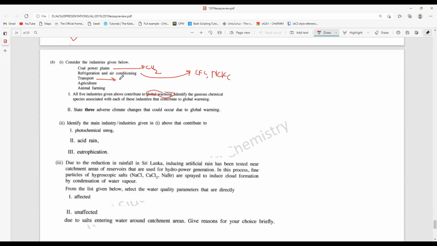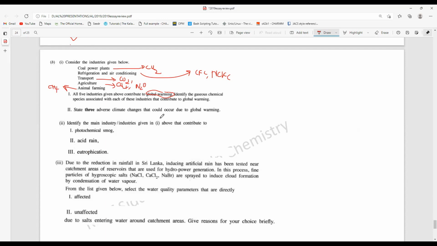Transport, again, CO2, generally we take CO2. Agriculture, generally in common is CH4, but there can be nitrogenous compounds in agriculture, like N2O, which is a greenhouse gas. And in animal farming also the common one is CH4.